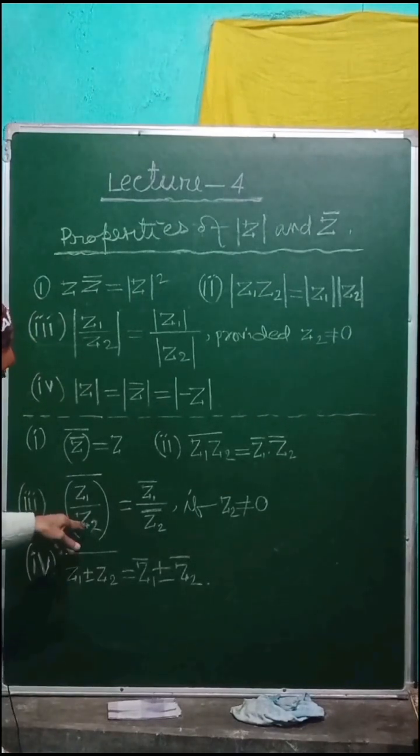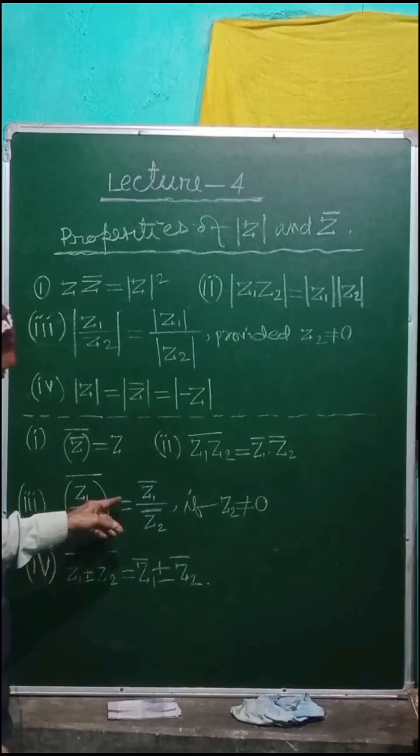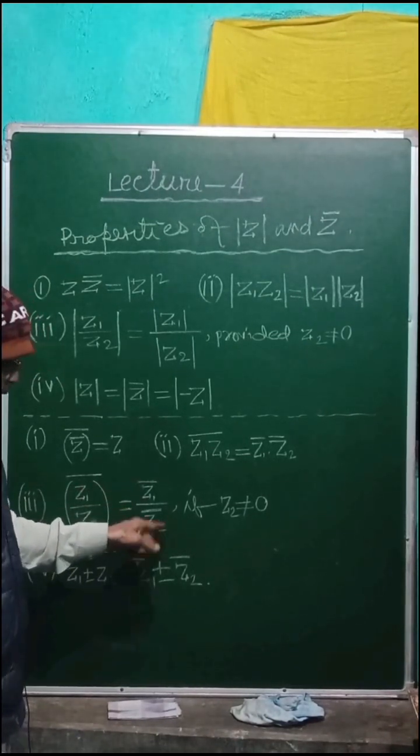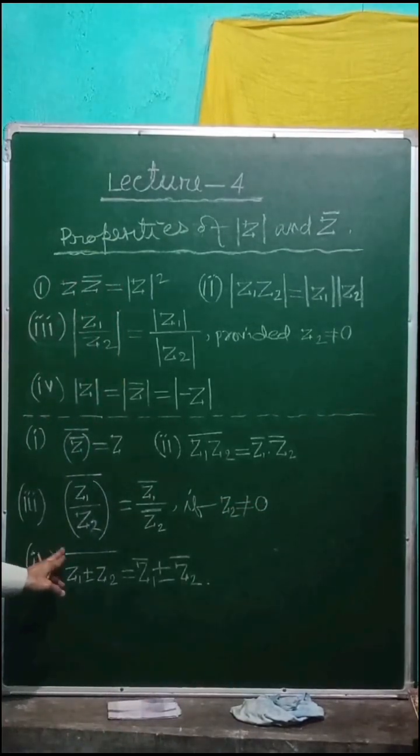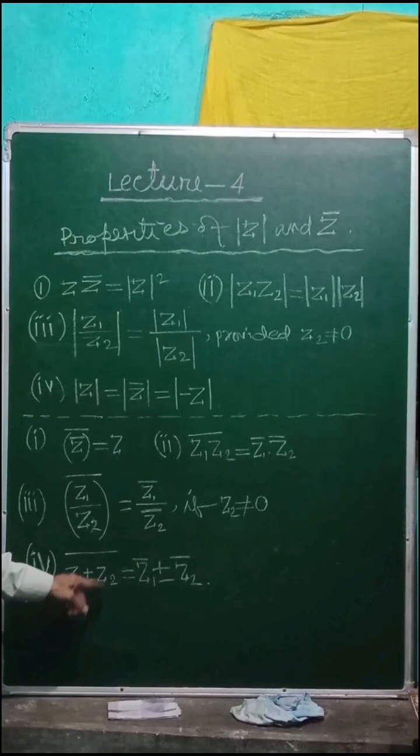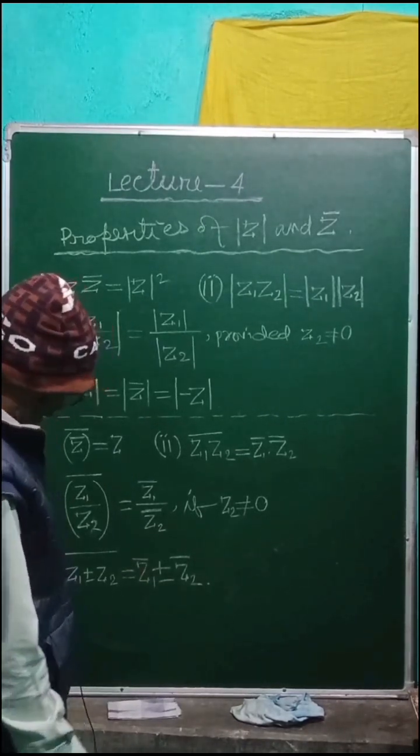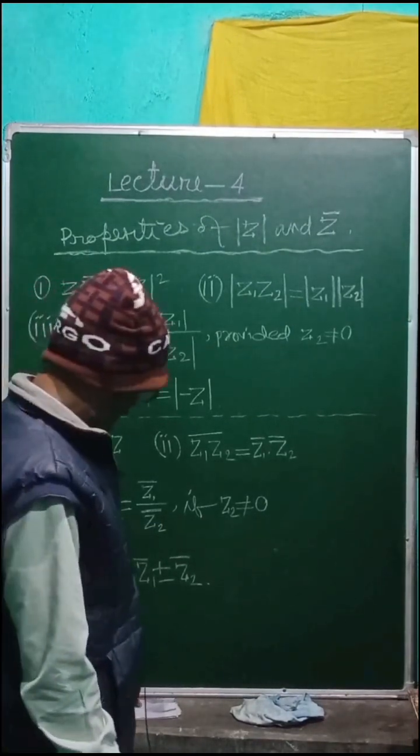In the same way, inside the bracket you see z1 by z2 and then the conjugate, it will be equal to the conjugate of z1 divided by the conjugate of z2, if z2 is not equal to 0. And one more result also: the conjugate of the sum of the two complex numbers z1 and z2 will be equal to the sum of the individual conjugates.